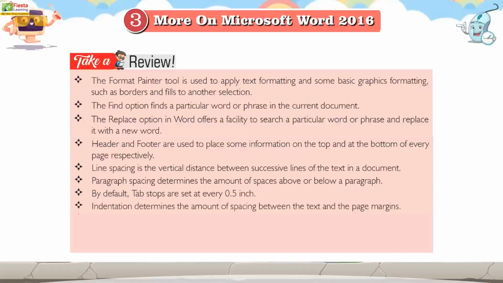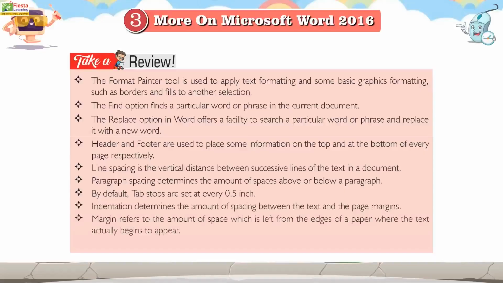Indentation determines the amount of spacing between the text and the page margins. Margins refer to the amount of space which is left from the edge of a paper where the text actually begins to appear. The page orientation is the property to set the printing direction of the text.